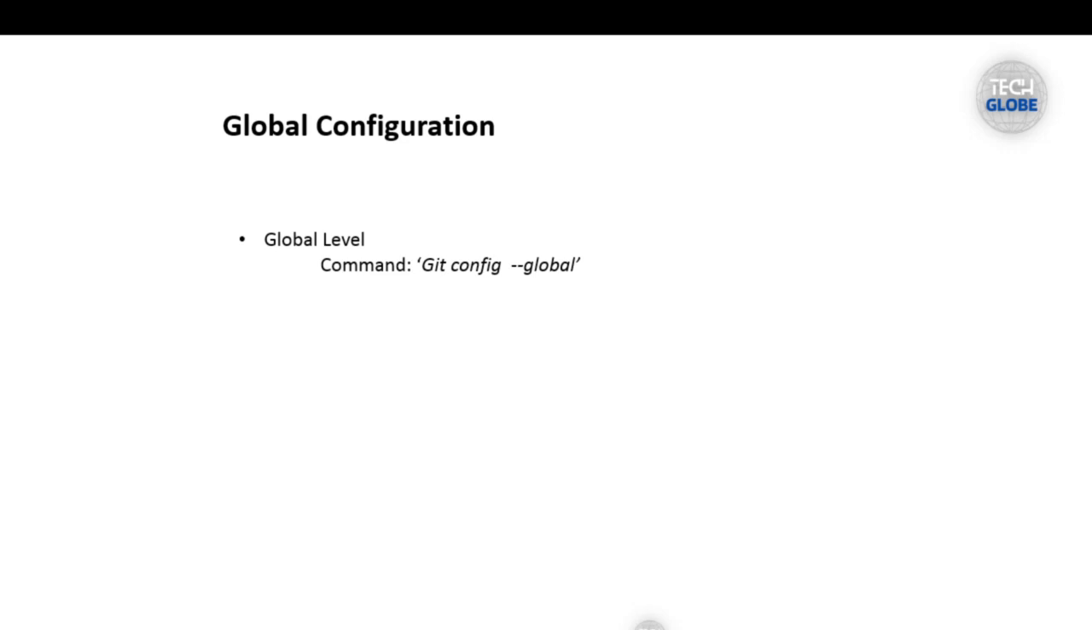So the command is git config --global, and you have these two important commands that you will always use while you are doing global configuration. git config --global user.name, you put in your name there. Then git config --global user.email, you insert your email there.